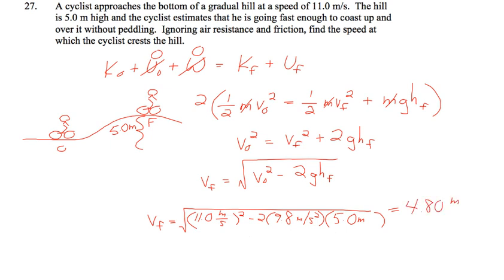4.80 meters per second. And let me put that in here. So you've got 11 squared minus 2 times 9.8 times 5 equals the square root of the answer, and you get 4.795. So 4.80, this is the answer.